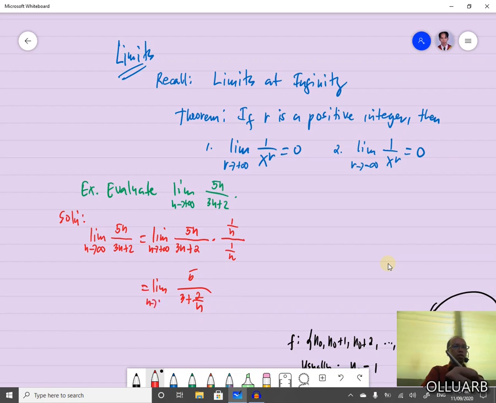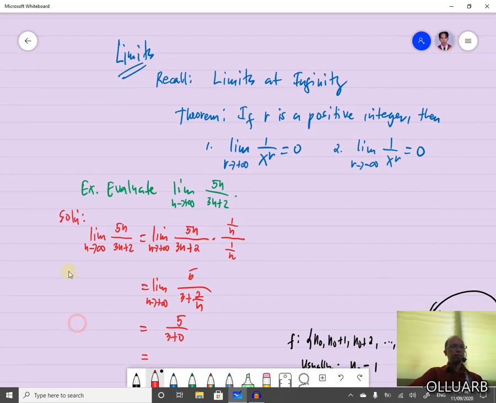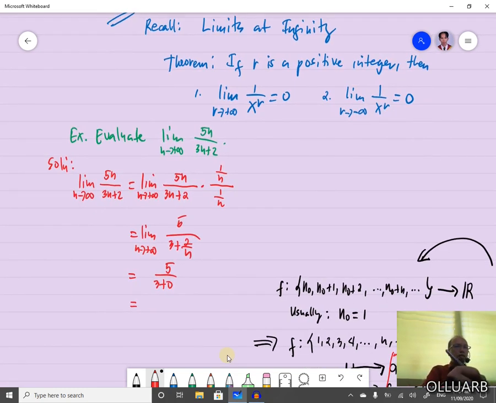And notice that as n approaches infinity, this will become 5. The limit of a constant is a constant, and 2 over n goes to 0, and this is equal to, the answer is 5/3. Okay, so let's put a box here. The limit of the sequence 5n over 3n plus 2 is 5/3 as n approaches positive infinity.